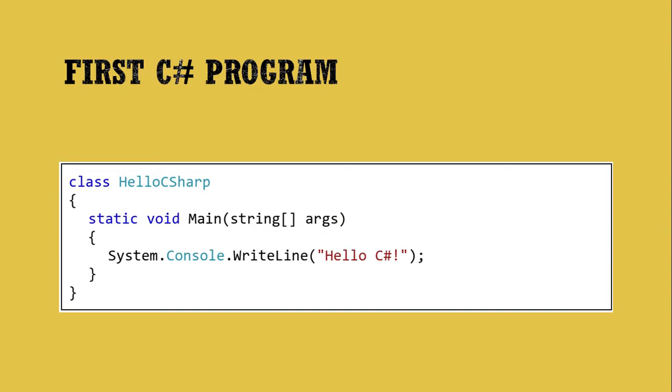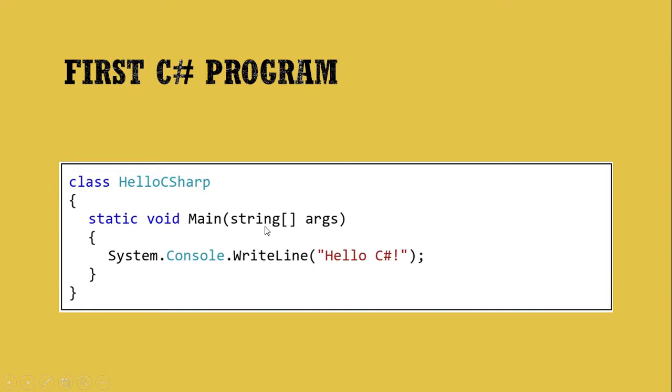As every instructor does, we are going to start with our very first C# program, the simplest C# program. This has three components: the class, the method, and the content of the method. Here, string args is a parameter which is an optional parameter. You can avoid or ignore this parameter.